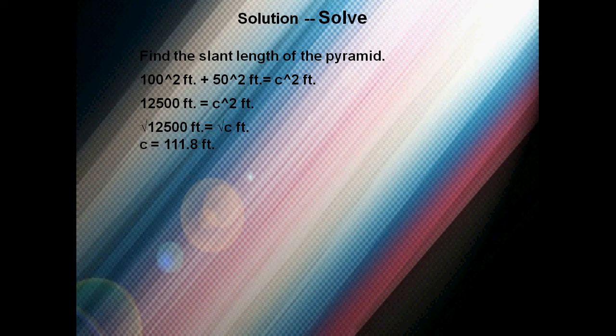Solve. First, you have to find the slant length of the pyramid. 100 square feet plus 50 square feet equals c squared feet, the Pythagorean theorem. 12,500 feet equals c squared feet. Then you square root 12,500 feet to find the square root of c squared, which is c. After you do all that, you should come out with c being 111.8 feet. That's the slant height of the pyramid.